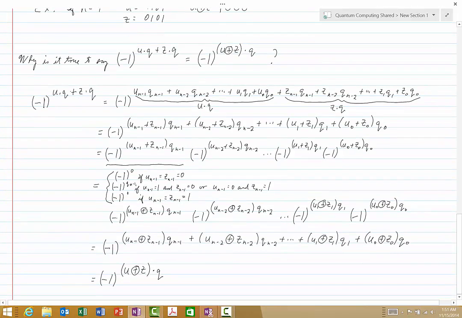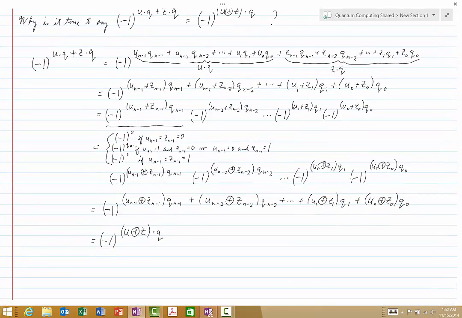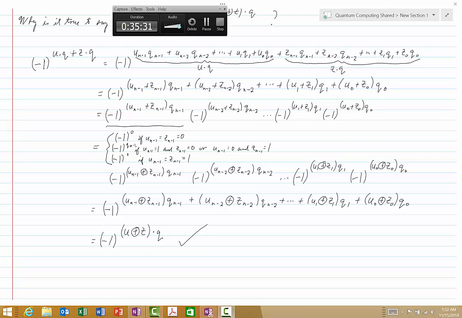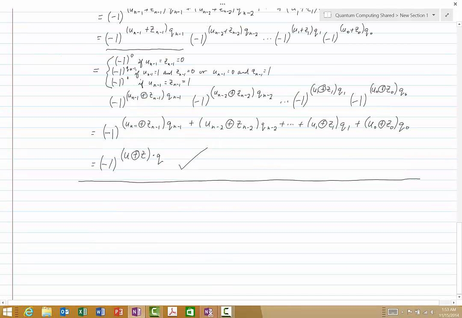And so that verifies our first preliminary result. And this will come in handy to us when we're dealing with the quantum version of the Bernstein-Vazirani algorithm. Now there is a second preliminary result that we would like to consider, and it is the following.